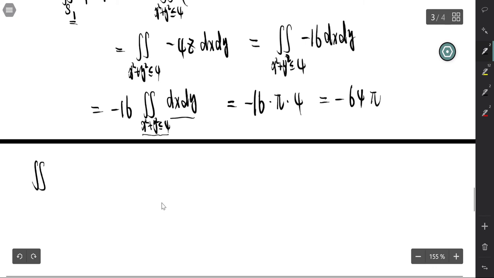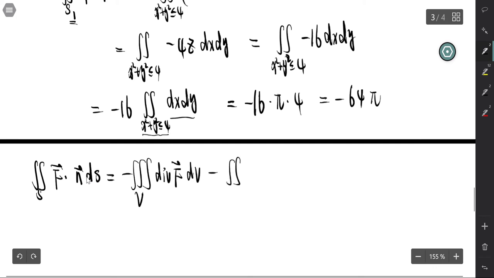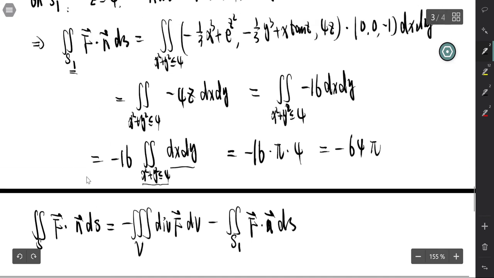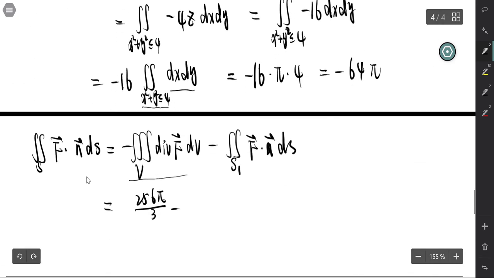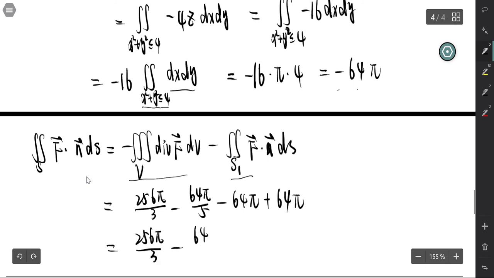And then we have the integral on S of F dot N dS, that is the negative integral on V of the divergence of F dV minus the integral on S1 of F dot N dS. For the first part, 256 pi over 3 minus 64 pi over 5 minus 64 pi, and on S1 that is negative 64 pi, so plus 64 pi, so that's 256 pi over 3 minus 64 pi over 5.